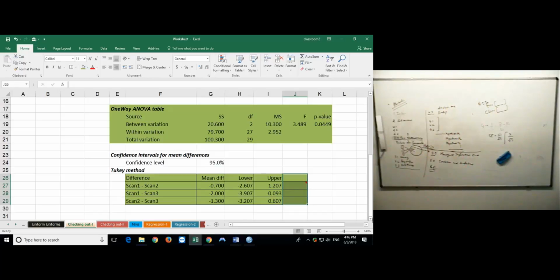So in the first case, the signs are different. Last case, signs are different. They are not significant. In the second one, signs are same. So they are significant. So I am saying that scanner 1 and 2, more or less they are same. Scanner 1 and 3, they are different. Scanner 2 and 3 are also more or less same.